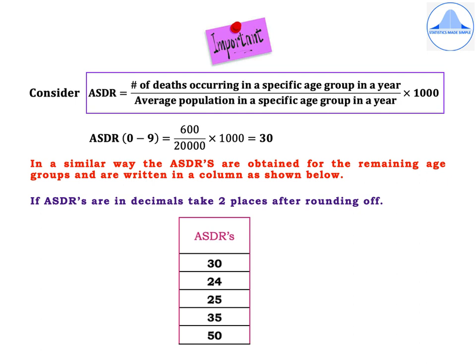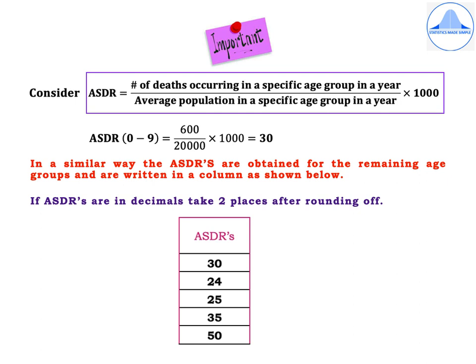Now we calculate ASDR, and the formula is ASDR is equal to number of deaths occurring in a specific age group in a year divided by average population in a specific age group in a year into 1000. Whenever we have to find out ASDR for all the age groups, we need to write the formula for ASDR and then show a calculation for at least one age group.